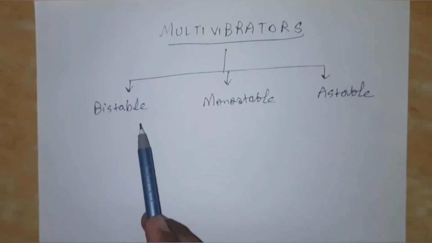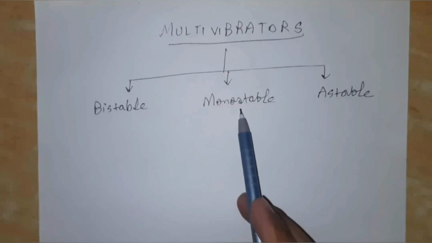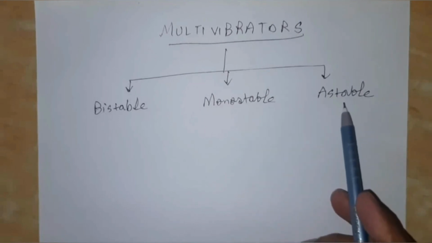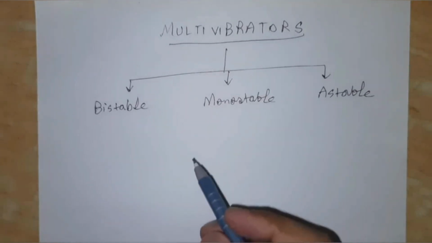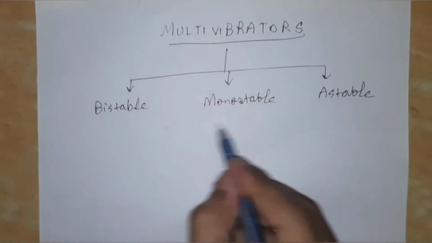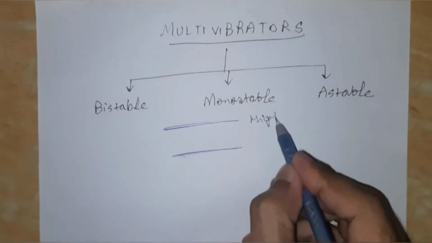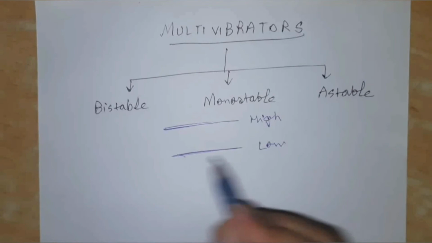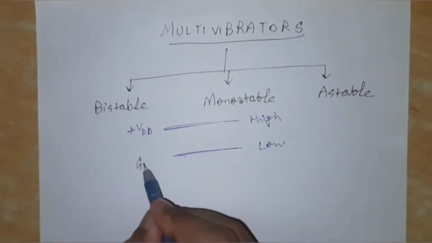Description of the three multivibrators. Bistable multivibrator has two stable states, monostable has one stable state, and astable has no stable states. For right now, just forget stable or unstable. Just know that there are two states. One can be high, then the other can be low, or we can denote it by plus VDD and ground.